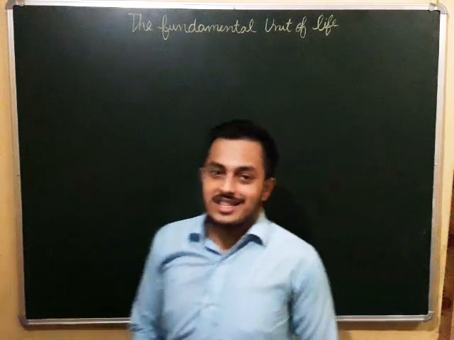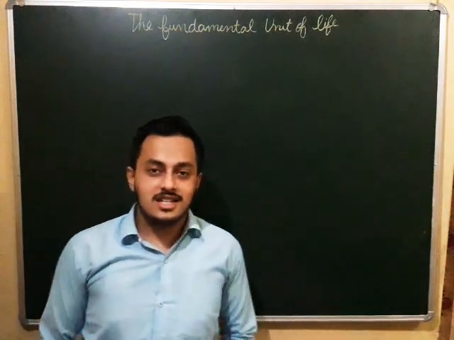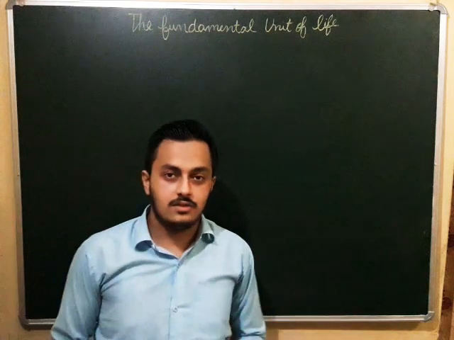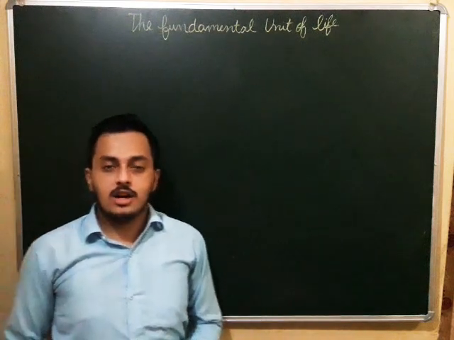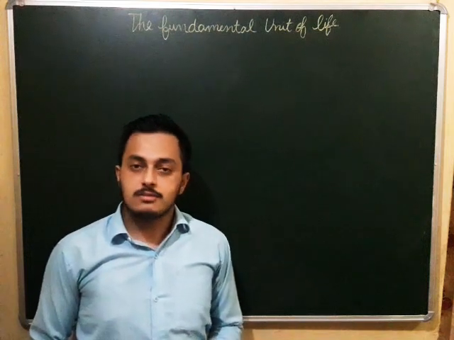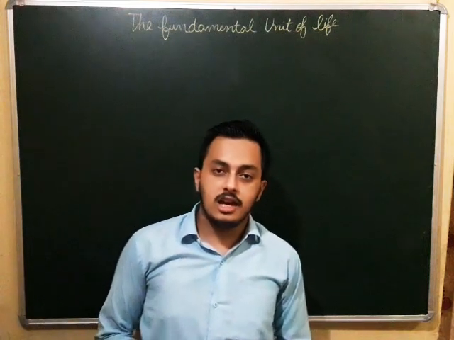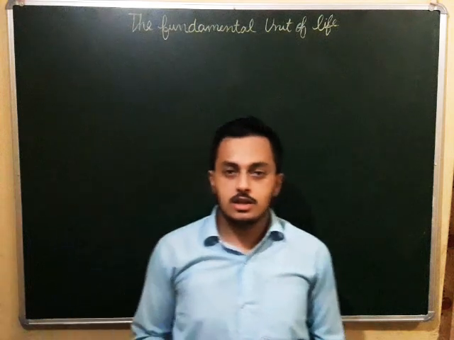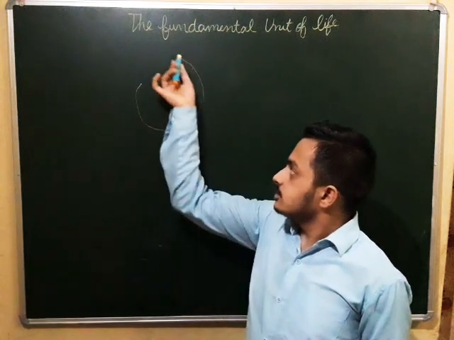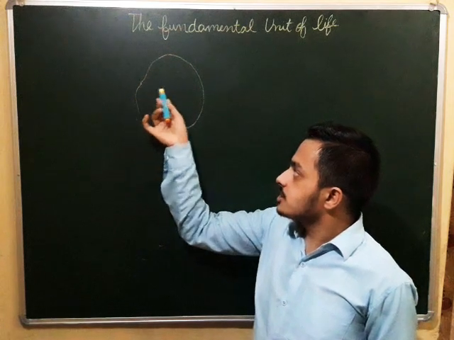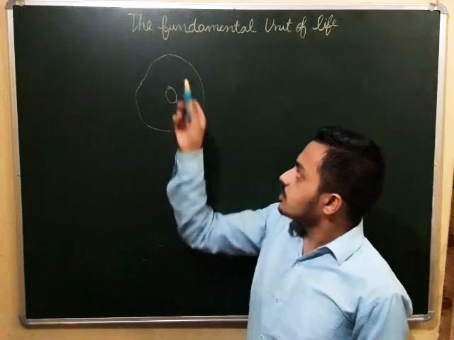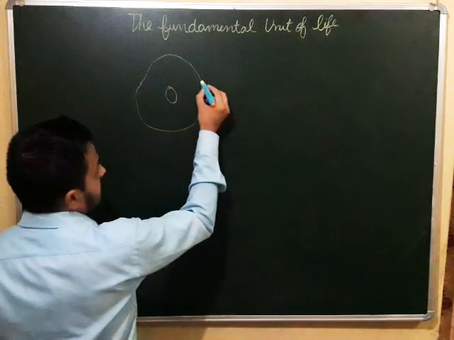Hello students, we were discussing the chapter The Fundamental Unit of Life. Till now we have read about the nucleus, the plasma membrane, the cell and the basic structure of the cell. If you are considering the basic structure for the cell, we have the outer layer which is called the plasma membrane.